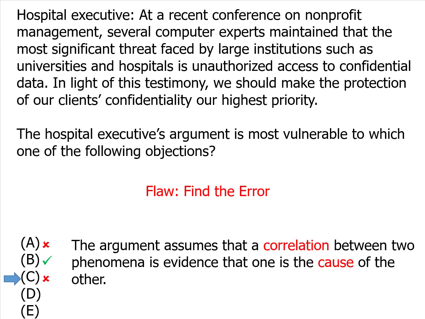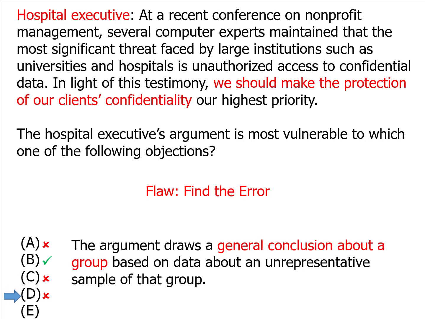Answer choice C says that the argument is confusing correlation with causation, but again, this argument never mentioned causes. Answer choice D says that the argument is drawing a general conclusion about a group, but that's not what's going on here. Their conclusion is just about the hospital that belongs to the hospital executive, not about a group.